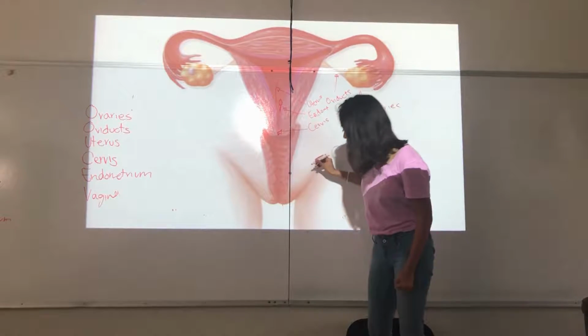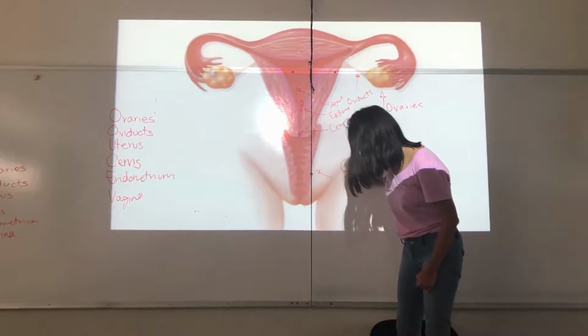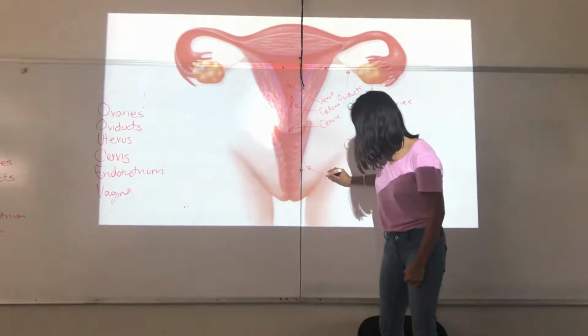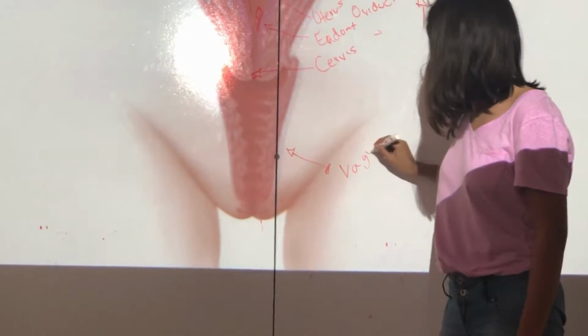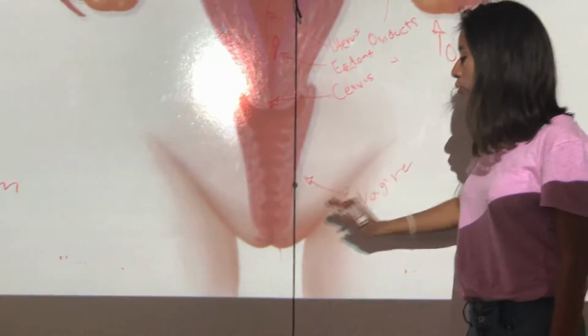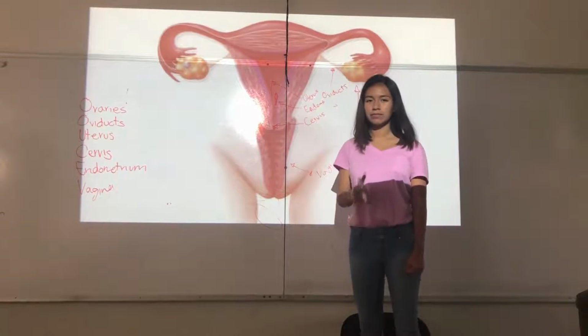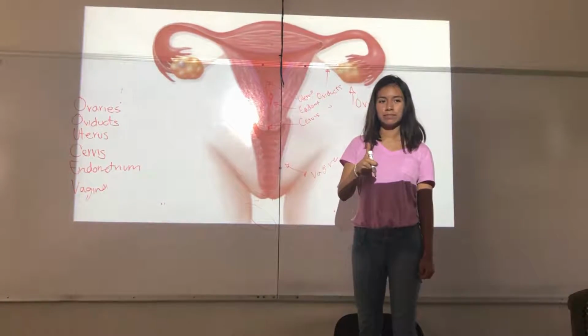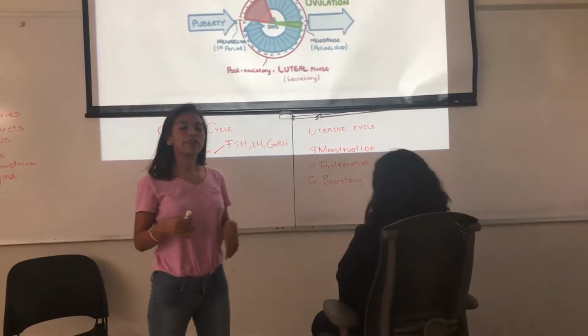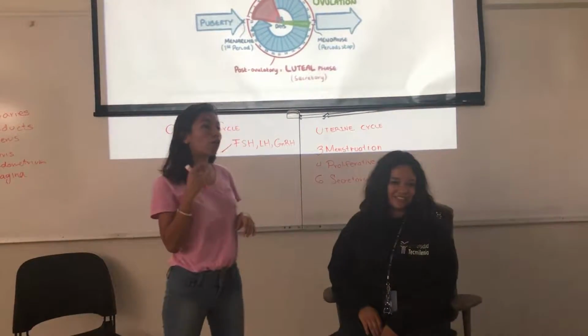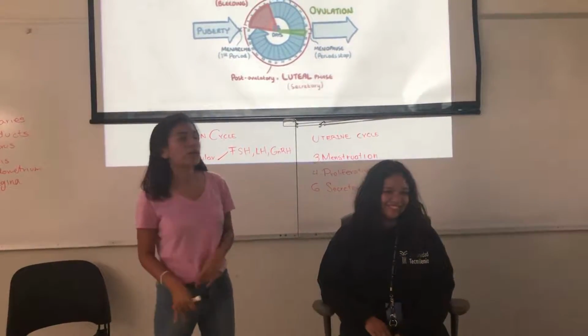And the vagina. The vagina is right here and is in charge of joining the cervix to the outside of the body. Now we're going to talk about the ovarian cycle and uterine cycle.